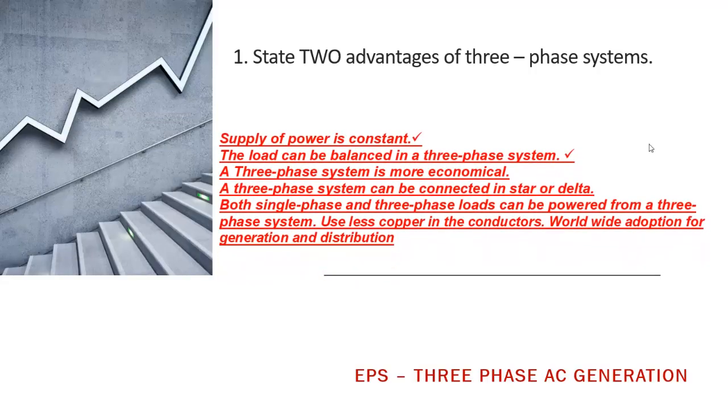Supply of power is constant. The load can be balanced in a three-phase system. A three-phase system is more economical. A three-phase system can be connected in star or delta. Both single-phase and three-phase loads can be powered from a three-phase system. It uses less copper in its conductors. It has worldwide adoption for generation and distribution.